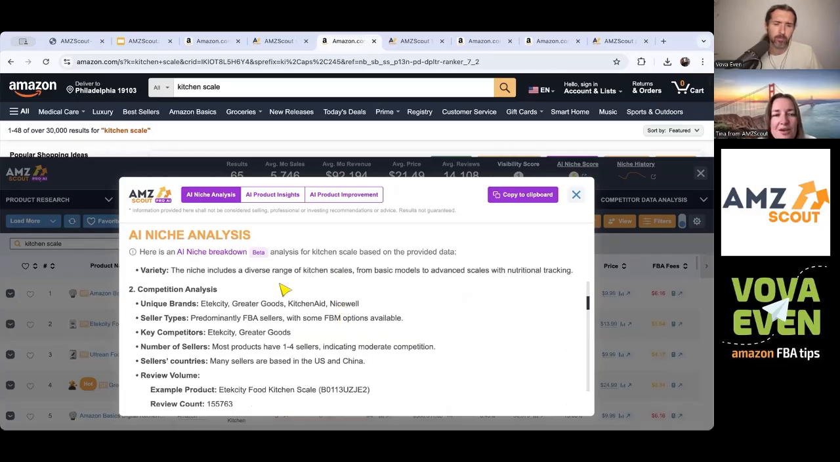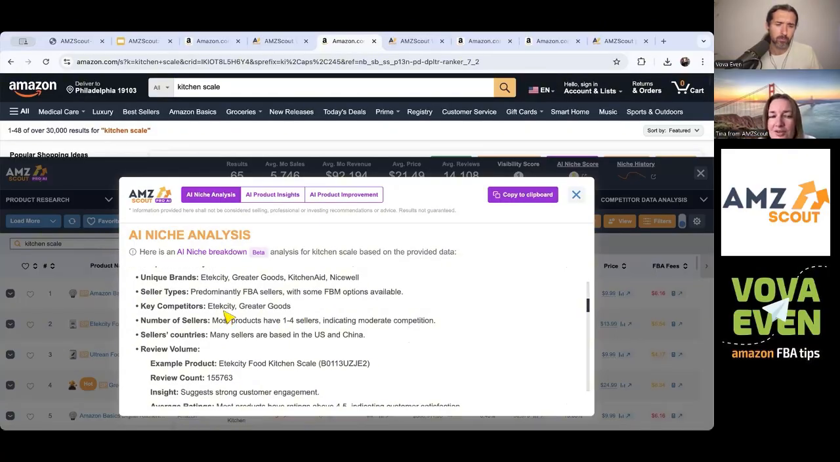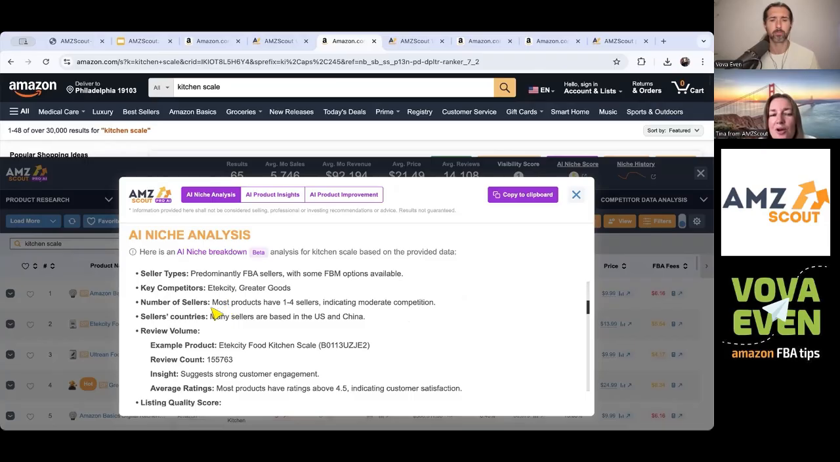Then it goes into the composition analysis. It gives the unique brands, the seller types, FBA sellers, FBM sellers. Key competitors, maybe these brands have a lot of products in this niche. That's why they are key competitors. The number of sellers for the particular products is usually interesting for the online arbitrage and wholesale sellers.